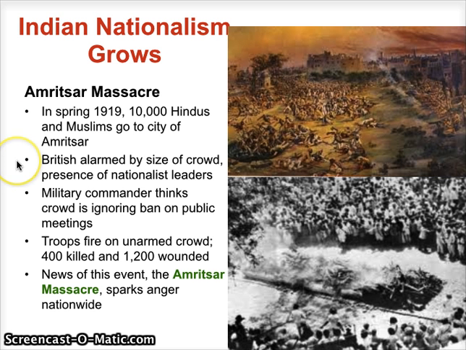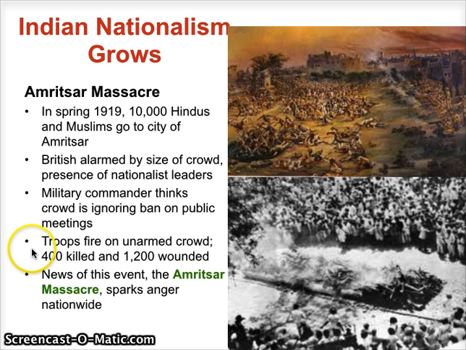Now, this alarms the British, and the reason it alarms the British is because Hindus and Muslims do not get along. So the fact that we have Hindus and Muslims protesting against the British makes the British a little nervous. It makes the British angry because with the Rowlatt Act, the British had actually banned any sort of public meeting place of a large group. So the military commander in Amritsar believed that the Indians, the Hindus and Muslims, were actually purposely going against this ban of public meetings. And so they react violently.